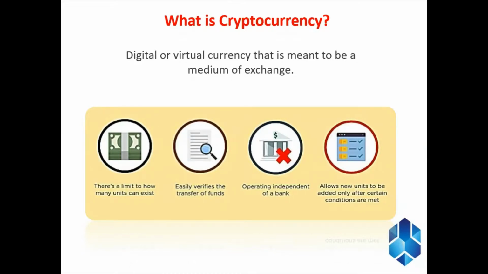All right, cryptocurrencies operate independently and in a decentralized fashion. No bank, no central authority. And new units can be added only after certain conditions are met. For example, with Bitcoin, only after a block's been added to the chain will the miner be rewarded with Bitcoins, and this is the only way new Bitcoins can be generated. The transfer of funds is easy and securely verified, and the operation doesn't need a bank.